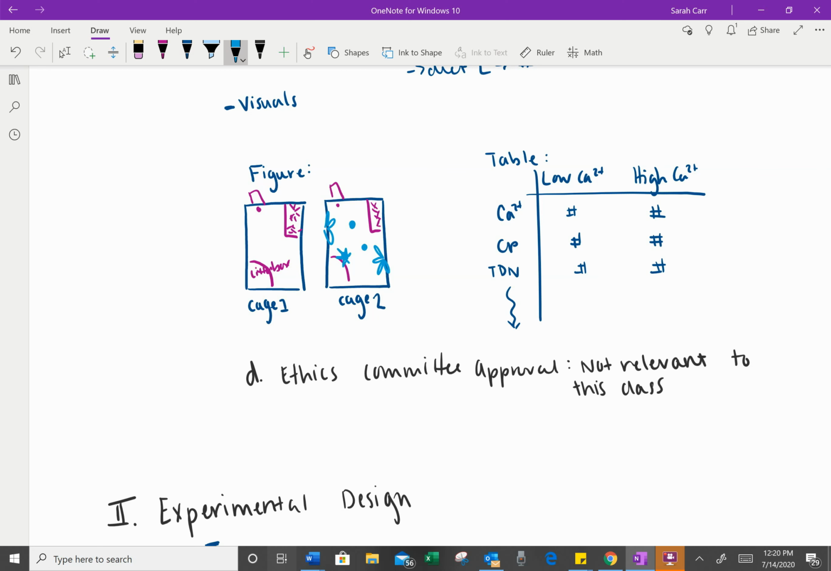Another thing you can do is use a table. And this is commonly done if you're reporting different diets that you're using or nutritional information from a diet. And to do this, you could put treatment groups, say low calcium or high calcium from that first example, and then you would list your nutrients on the side, calcium being the most important, and list the contents.